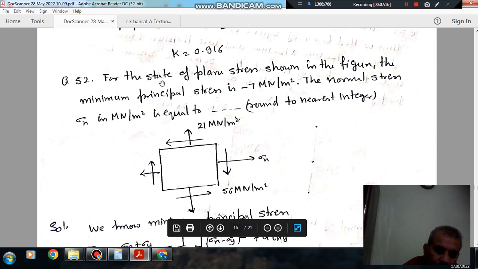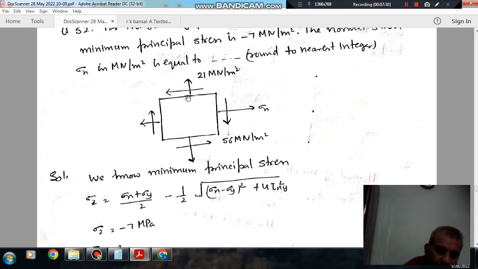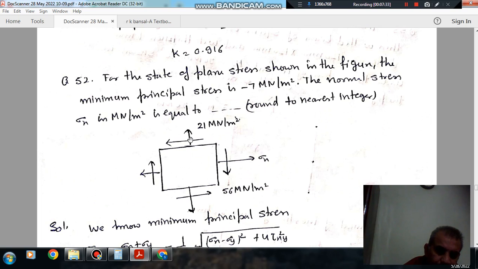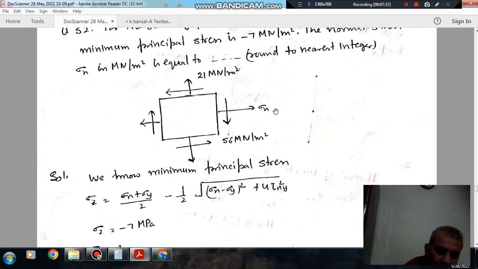Next, for the state of plane stress shown in the figure, the minimum principal stress is minus 7 meganewton per meter square. The normal stress sigma x in meganewton per meter square is equal to dash, round off to 28. So this is your 21. Okay, and this is 56.